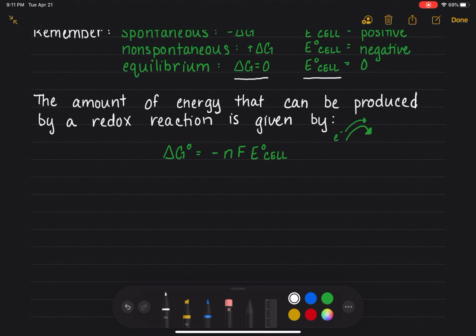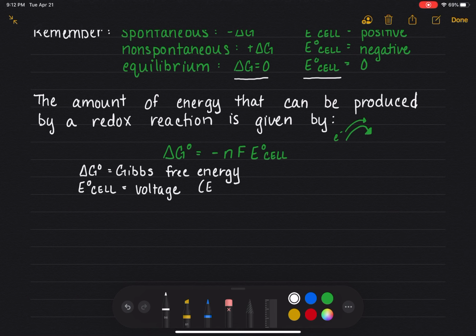So let's define all the variables in this equation. Delta G is our Gibbs free energy, and this is what we're using to relate to spontaneity. Not just its sign, but also the magnitude of the number. And then E cell, as you know, is the cell voltage. And it's calculated by taking the voltage of the cathode minus the voltage of the anode. So we've already learned that.